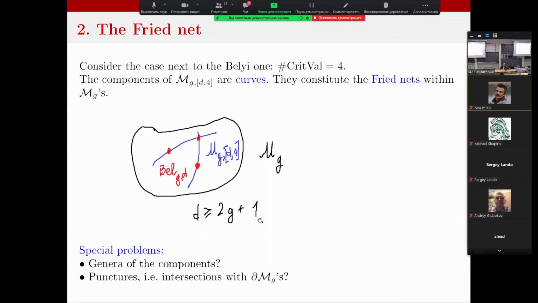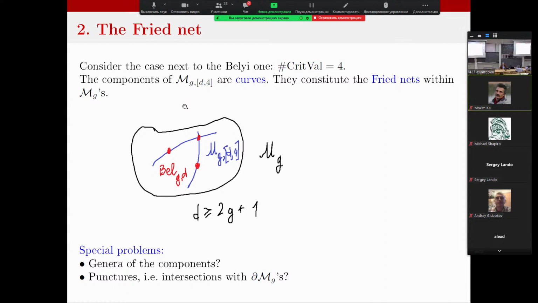Okay, now, as I said, we'll keep close to dimension 0 and mainly concentrate on dimension 1. So the next case is the case of pairs with 4 critical values. Then the components of the corresponding subsets of moduli spaces are curves, and they constitute the Frey nets. That's what I tried to draw symbolically. Here, red points are Belyi pairs, and they are connected with the components of the Frey net.